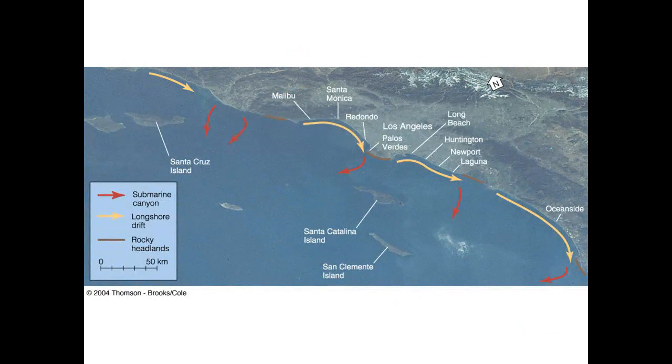On the west coast of the United States, you're going to see that that longshore transport is hugging the coast. But it ultimately results in these deep chasms, these submarine canyons, and then you have a net loss of sediment.